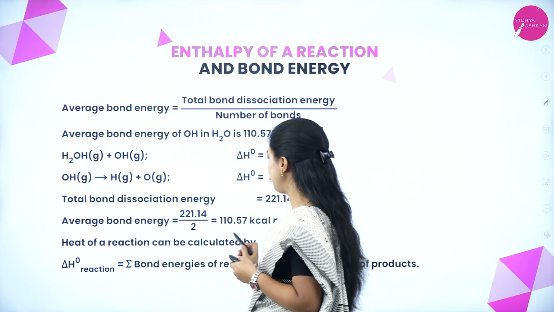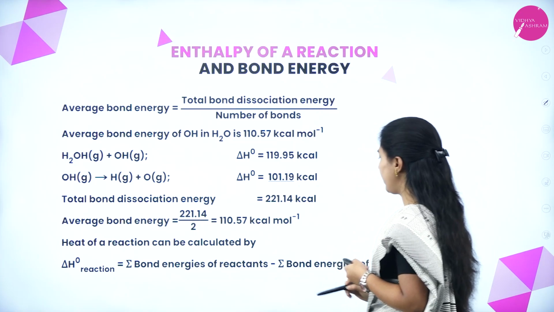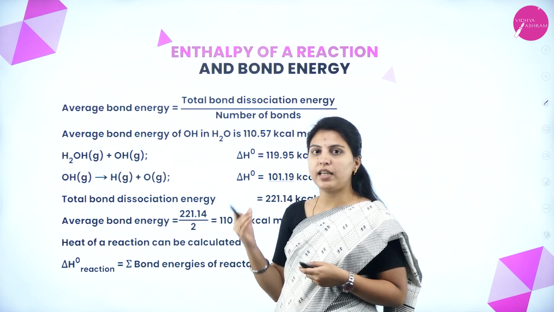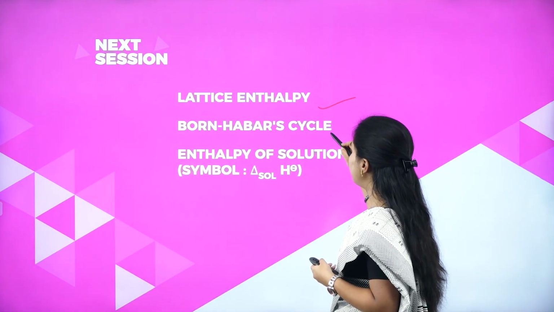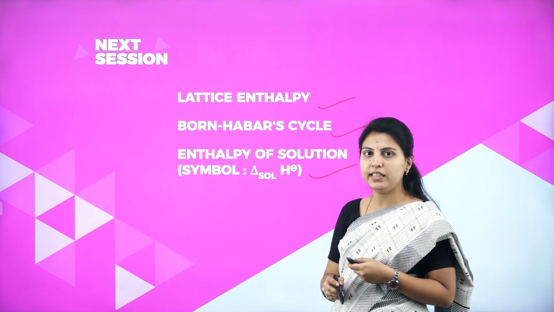Heat of a reaction can be calculated by delta H naught of reaction equal to the sum of bond energies of reactants minus the sum of bond energies of products. This is about thermochemistry. Next, lattice energy, Born-Haber cycle, and enthalpy of solution will be seen in the next session.